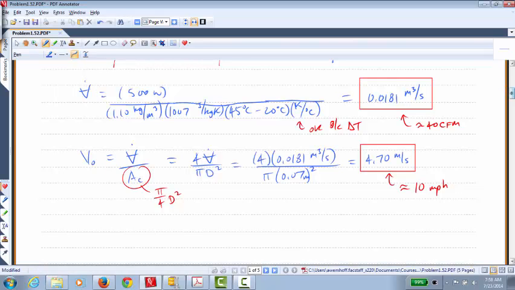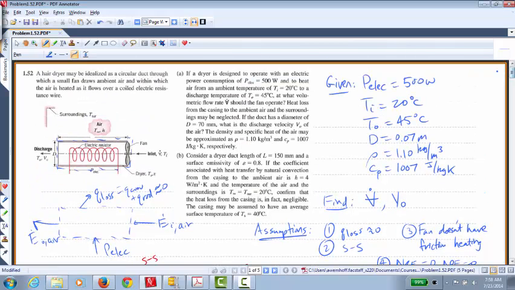So that's for part A. For part B, we're going to take this dryer, we're going to provide it a length of 150 millimeters, and we have a surface emissivity of 0.8. Whenever you see an emissivity provided, this should tell you right away that there's radiation going on.